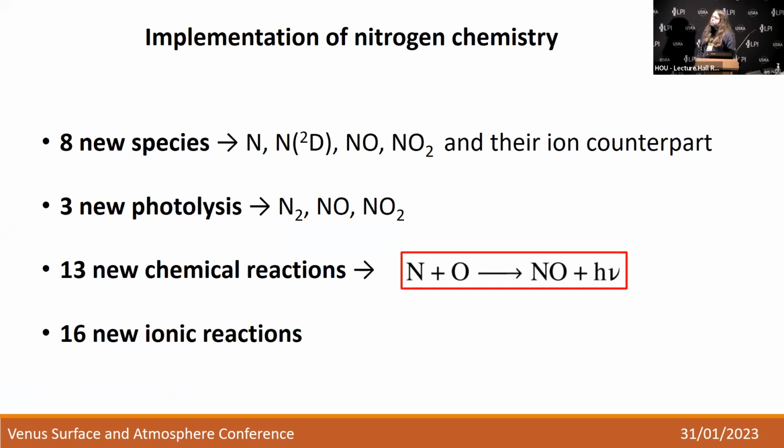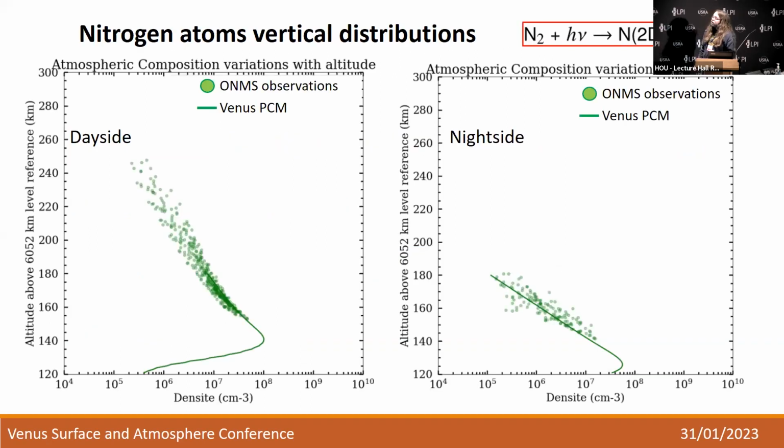The first step was to implement the nitrogen chemistry. It means 8 new species, 4 of them neutral ones, and we also have their ionic counterparts. We have 3 new photolyses linked to the nitrogen species added in the model, and 13 new chemical reactions. The most important one for this project was the combination of nitrogen and oxygen, and also 16 new ionic reactions.